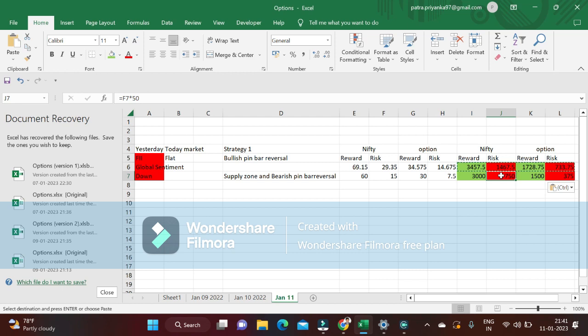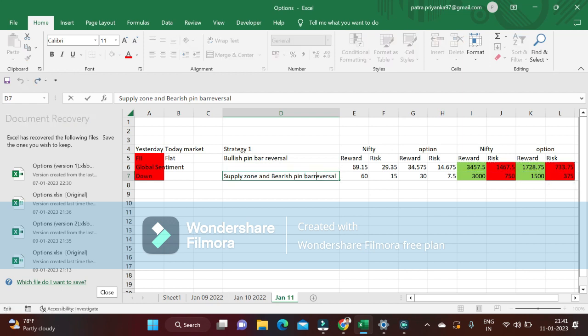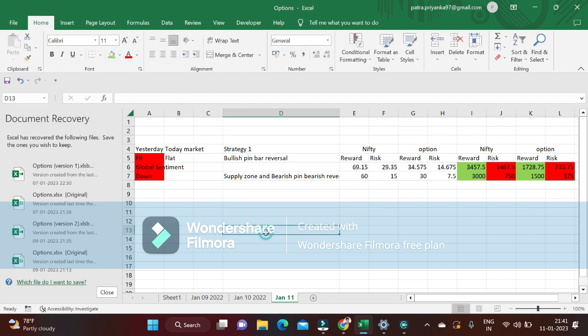So let's see. We got two trades. One is a bullish pin bar reversal and the other a bearish pin bar. The spelling is a mistake because I am not concentrating on that. Sorry for that. So these two trades you would have got.